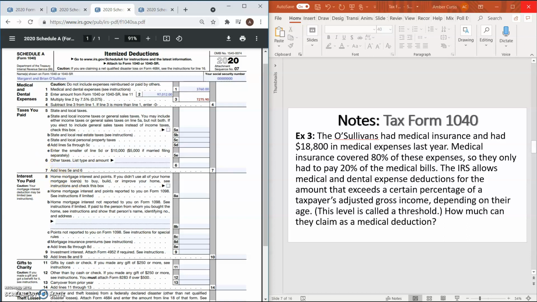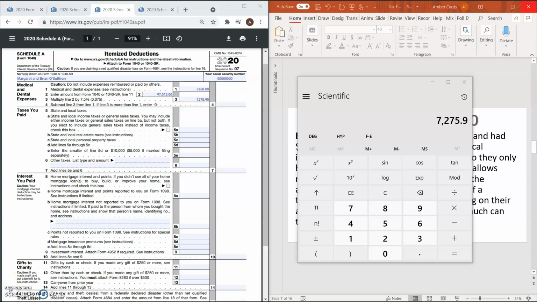$7,275.90. I'm going to subtract line 3 from 1. If line 3 is more than 1, enter 0. So in this case, the O'Sullivans did not meet the threshold, so we're going to put in a 0 and they cannot deduct any of this from their taxes.